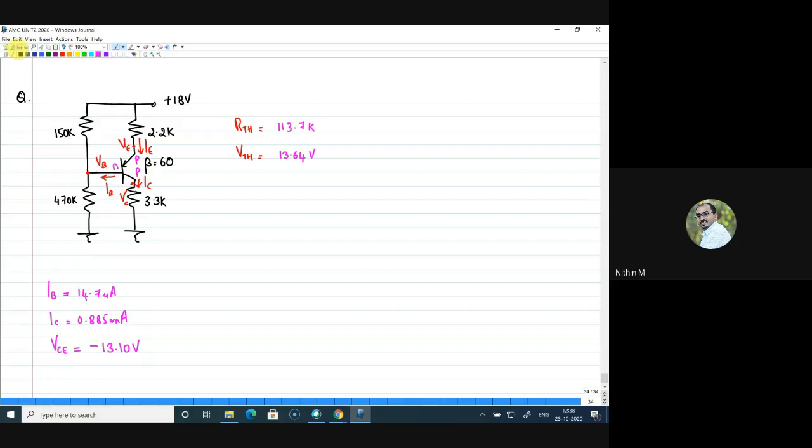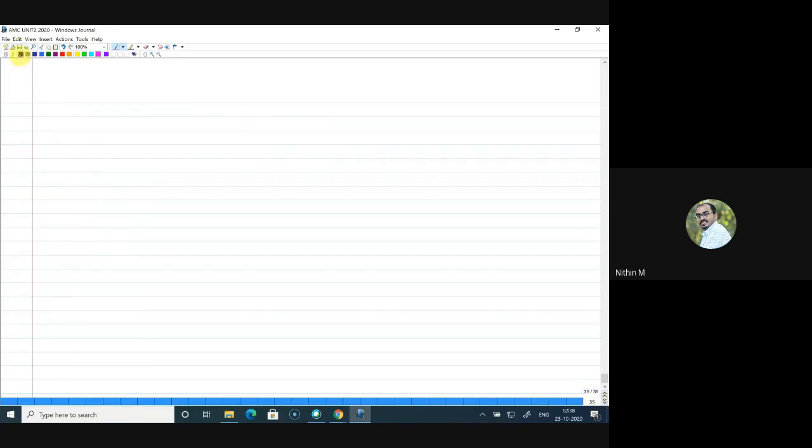Let me give another question now. Those who are still working on the same question, please do that offline, even after class. Now, this is another question where this is VCC. You have a resistance, then it is connected to a transistor here, which is grounded.